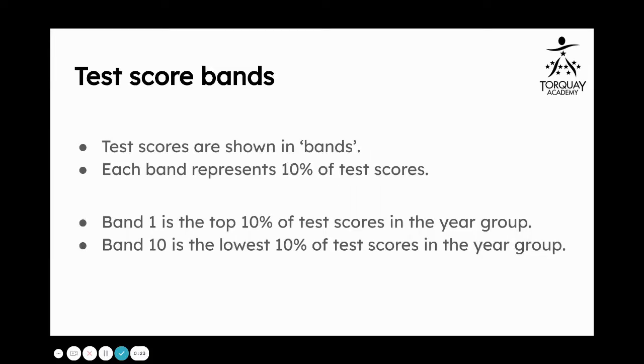The key feature of the reports is the banding of test scores in each subject. Each band represents 10% of test scores, with Band 1 being the top 10% of test scores in the year group, and Band 10 being the lowest 10% of test scores in the year group.